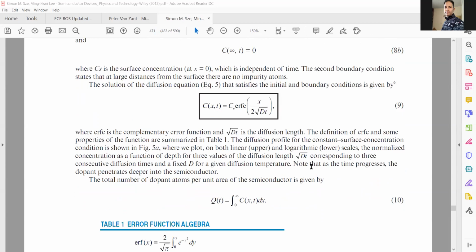Then there is another concept, which is called the total number of dopant atoms per unit area. If we have to find the total number of dopants per unit area after the constant source diffusion, we have to integrate our concentration function with respect to depth from 0 to infinity. This way we can find the total number of dopant atoms per unit area of semiconductor.